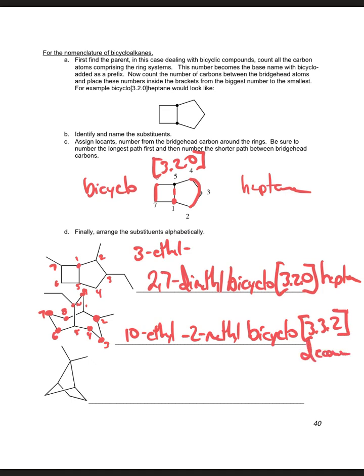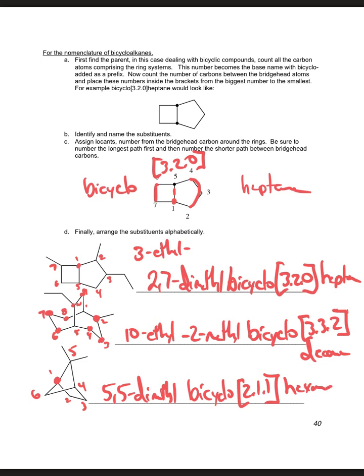Okay, and then the last one, start at a bridgehead, we have to go the long way, so that's 1, 2, 3, 4. Then we get to go to the methyl and then the final one. So this is a 5 dimethyl bicyclo 2,1,1 hexane, because we have 6 carbons.